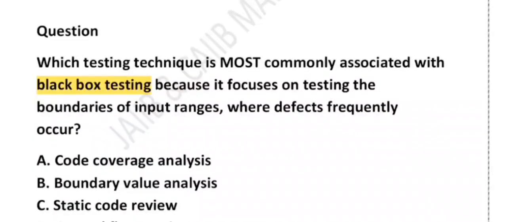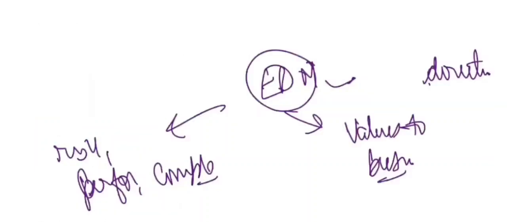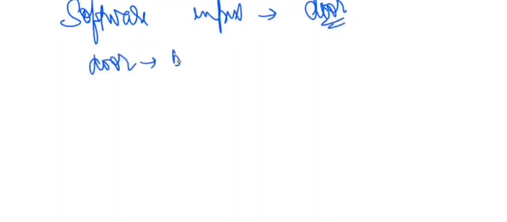Before we jump into the answer, let's understand this in the simplest way possible. I'm providing you just one example to make it clear what black box testing is all about. Think of the software input like a door. Most people expect problems to happen inside the house. But actually, the door, or we can say the boundary, is where the most mistakes happen.